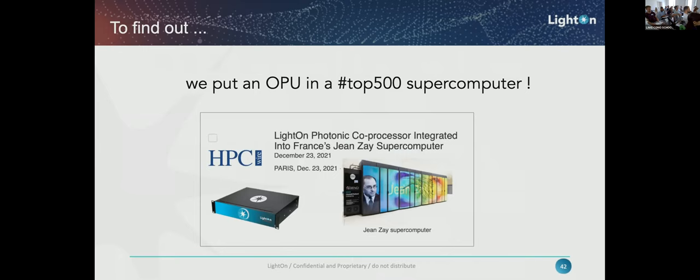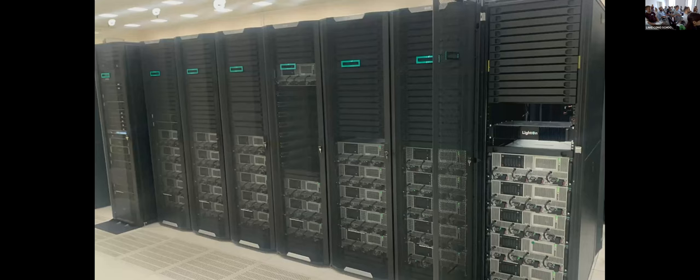So we put an optical processing unit in France's largest supercomputer, which is called Jean Zay, near Paris. It's in the top 500. To the best of my knowledge, it is the first time an actual photonic processor was put on a supercomputer. So this is Jean Zay, with many rows of racks and so on.